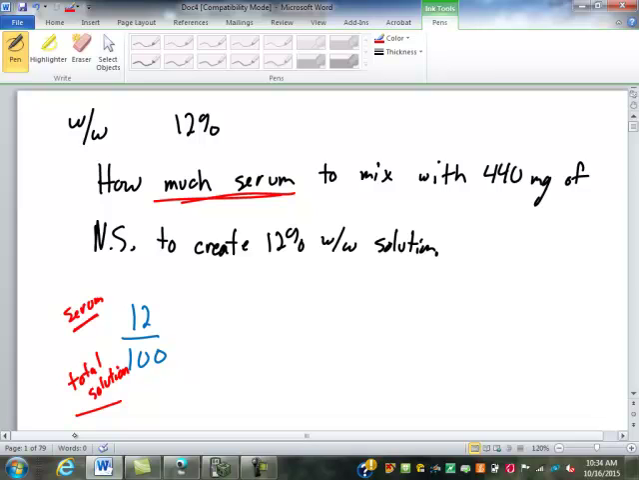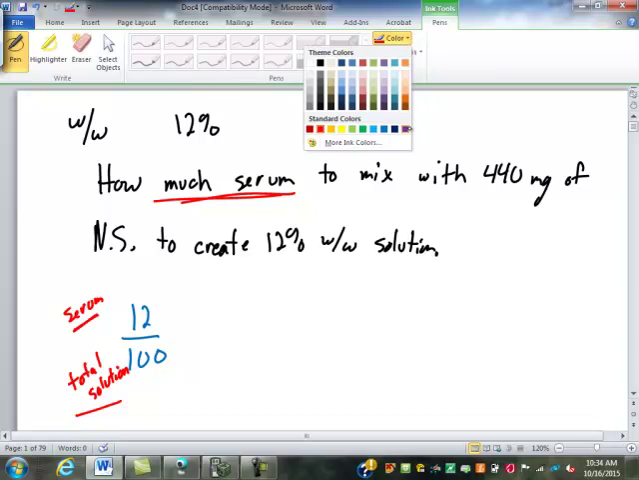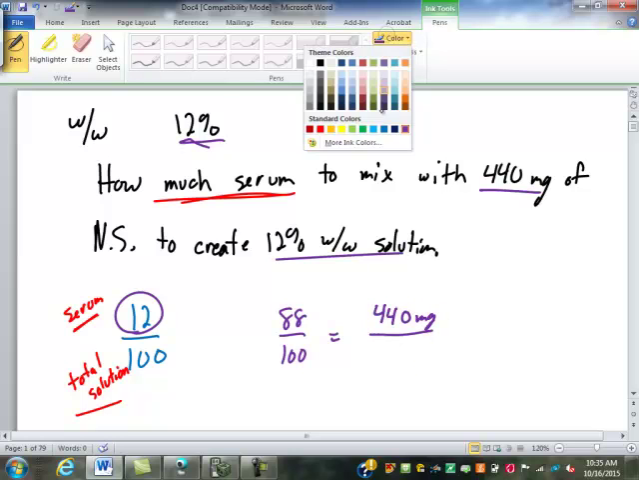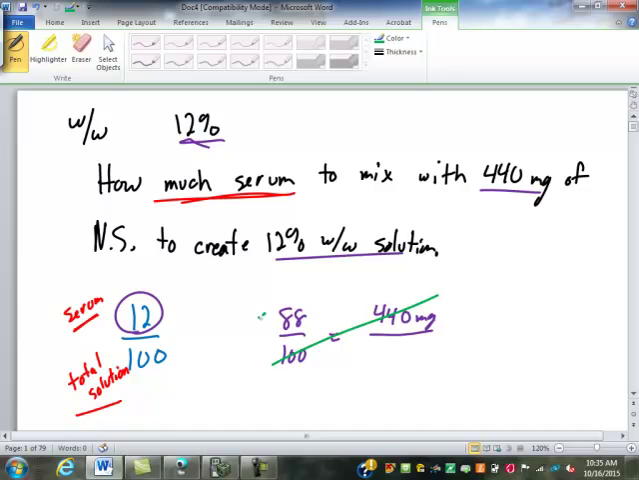And every time we look at a percent, there's another percent that's implied. 12% is the amount of the serum. Now, since this is additive, the other 88% is the amount of the saline, or the sterile water that is added. So we have 440 milligrams of saline. Cross multiply and divide. 100 times 440 divided by 88 gives us 500 milligrams.